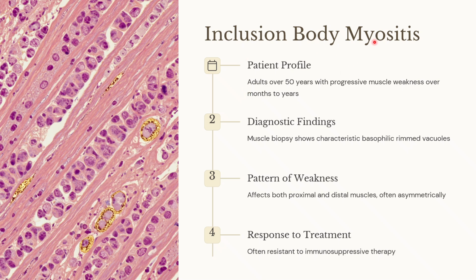Inclusion body myositis is mostly seen in adults over 50 years with progressive muscle weakness over months to years. Here the muscle biopsy shows characteristic basophilic rimmed vacuoles. This is the key point which you should remember. When you see basophilic rimmed vacuoles in the muscle cell, that points towards inclusion body myositis. It will affect both the proximal as well as the distal muscles, often asymmetrically.